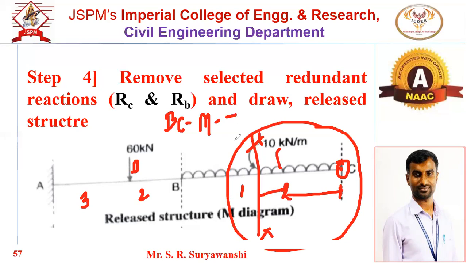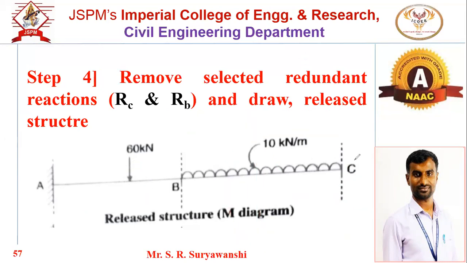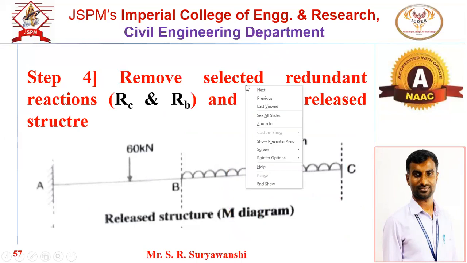Movement is clockwise, that's why minus 10 into x, and it will act at a distance of x by 2. So if you simplify further, what we get is minus 5 x square. This is the Y M for the BC segment, or BC zone, we can say.